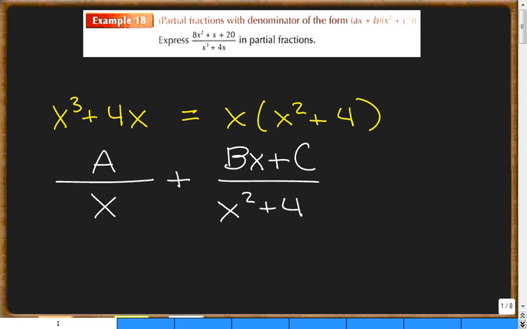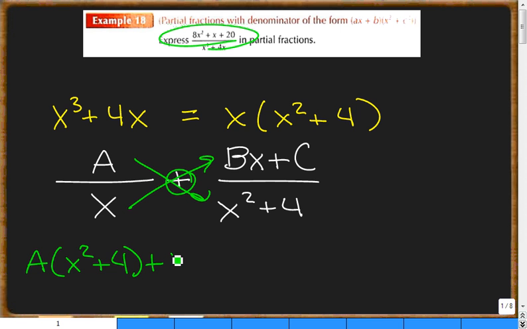We'll need to figure this out. Basically what is happening here is just like when we add normal fractions: A times (x squared plus 4) plus x times (Bx plus C) is going to equal 8x squared plus x plus 20. So again, A times (x squared plus 4) plus x times (Bx plus C) equals our 8x squared plus x plus 20.